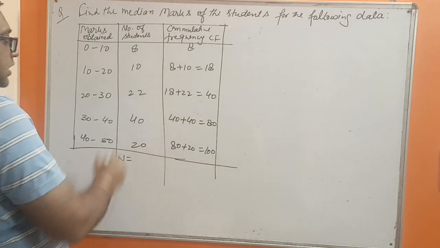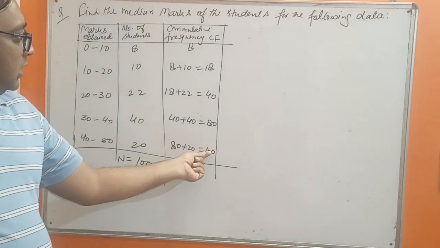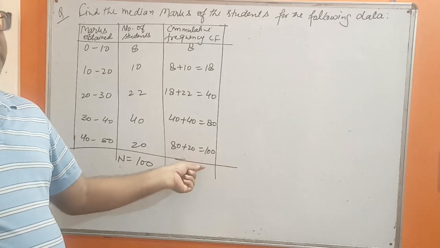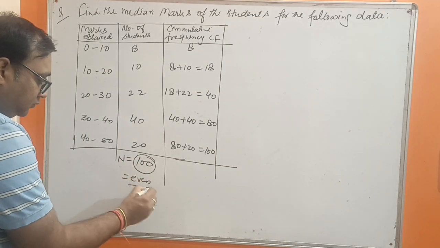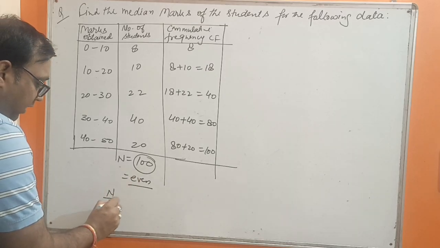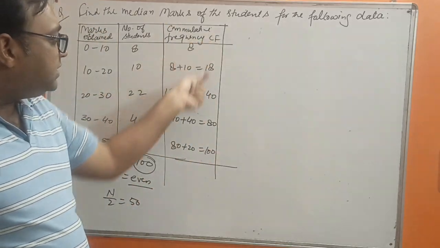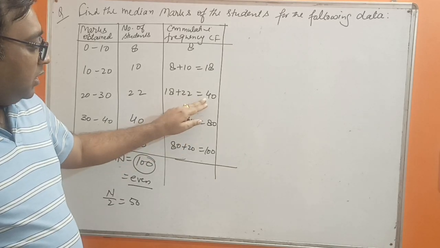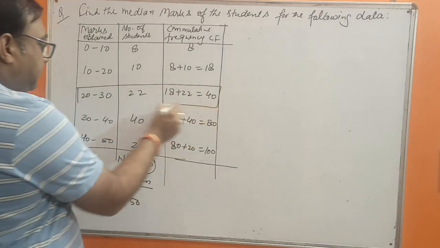Here you have to calculate n. The sum of all these observations is 100. So the sum and the last cumulative frequency should be the same. If they are not the same, then you made a mistake. Now n is 100, which is even. So in this particular case, we have to find n by 2, that is 50. At which place does 50 arise in this cumulative frequency table? 50 arises between 40 and 80. So the median class is this one.